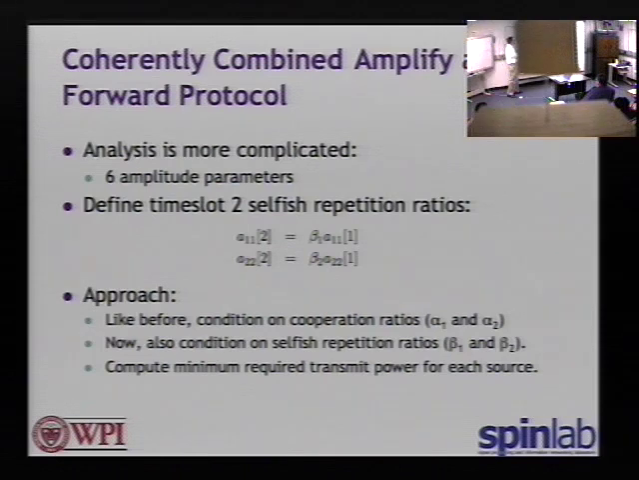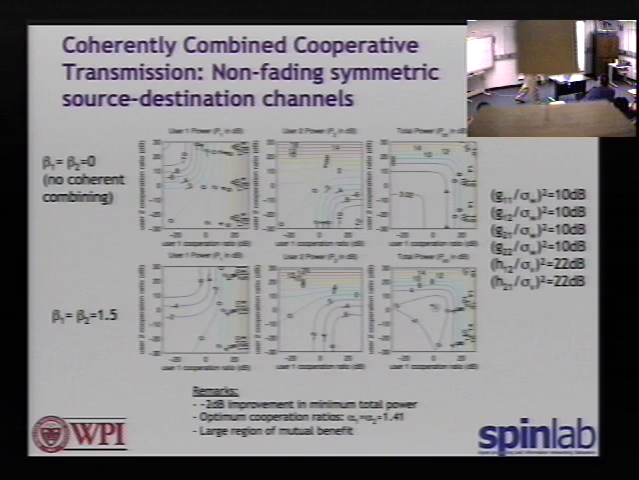Okay, so here's the approach. Because there are so many parameters, we have to condition on things, right? So I'm still conditioning on a fixed cooperation ratio, and now I'm going to pick fixed selfish repetition ratios, and compute the minimum required transmit power for each source. You have to solve a fourth order polynomial, but you can get it. And this is one example, and then I have another example after this.